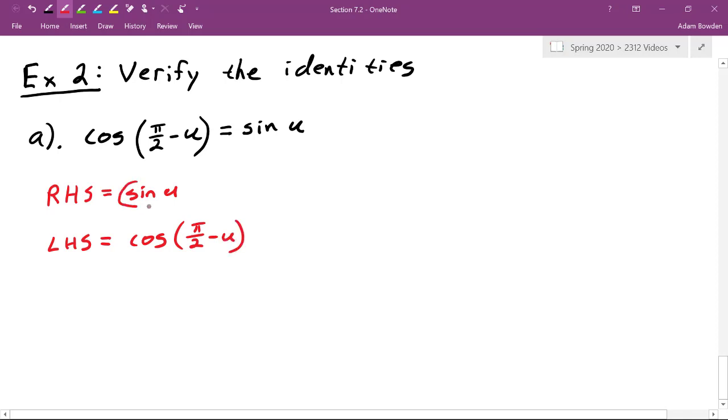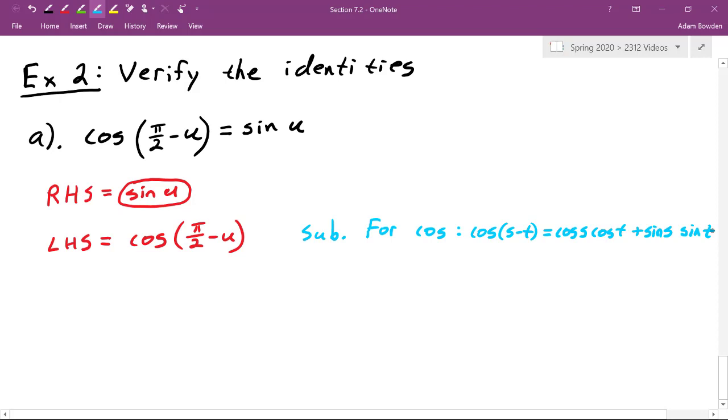Now since the sine of u is just that, we're not really going to spend much time looking at that side. We're going to focus on how we're going to try to make this thing look like the right-hand side. What we can do here is consider this like the subtraction formula for cosine. That was the cosine of s minus t is equal to cosine s cosine t plus sine s sine t. So this could be like our s and our t.